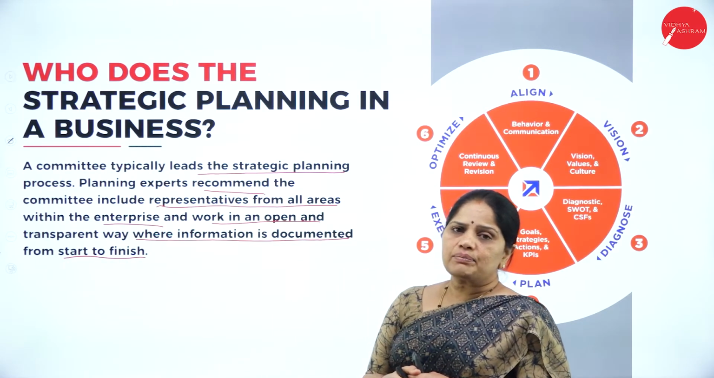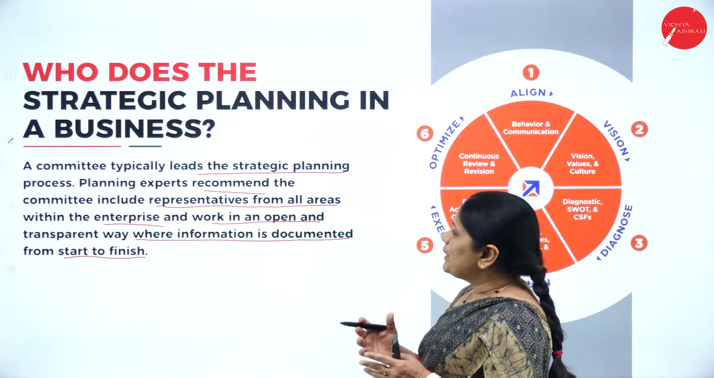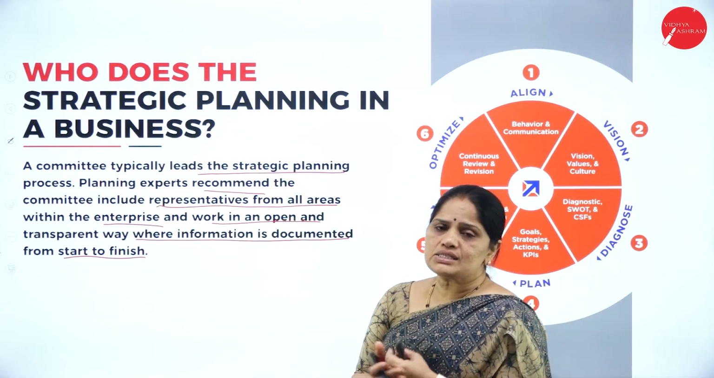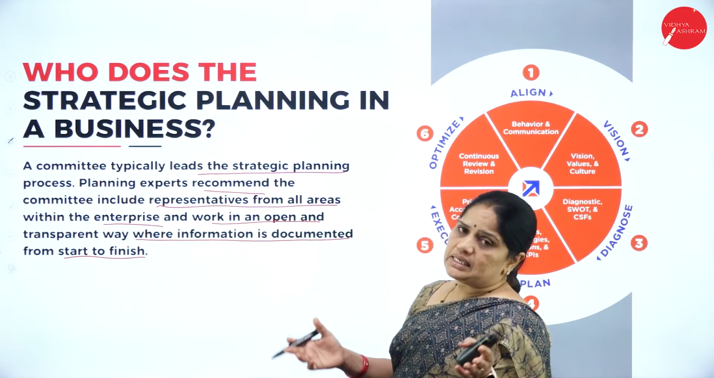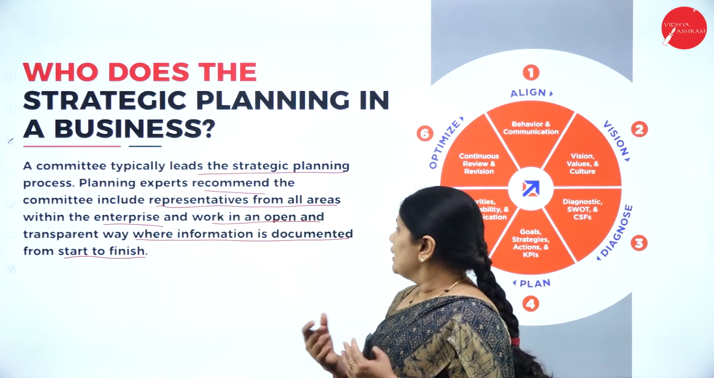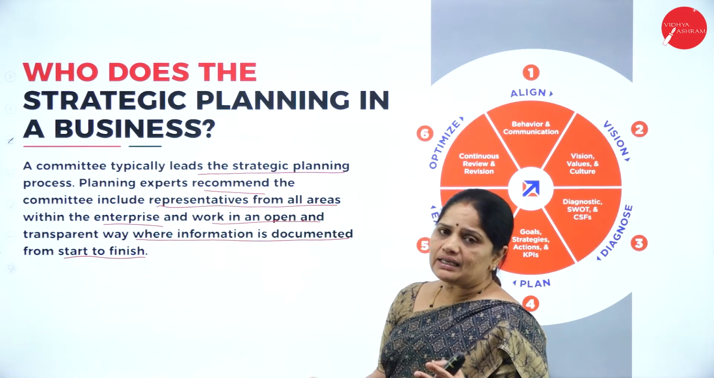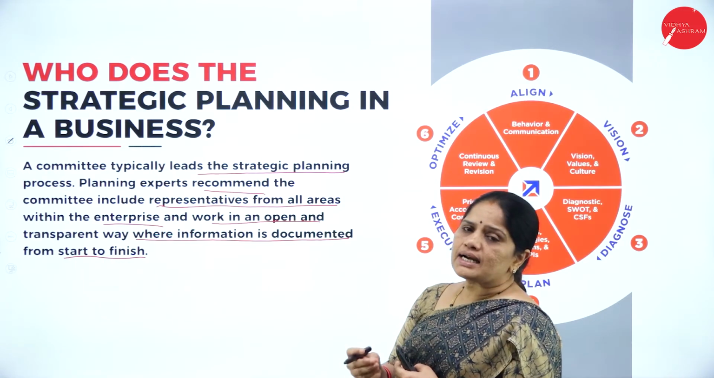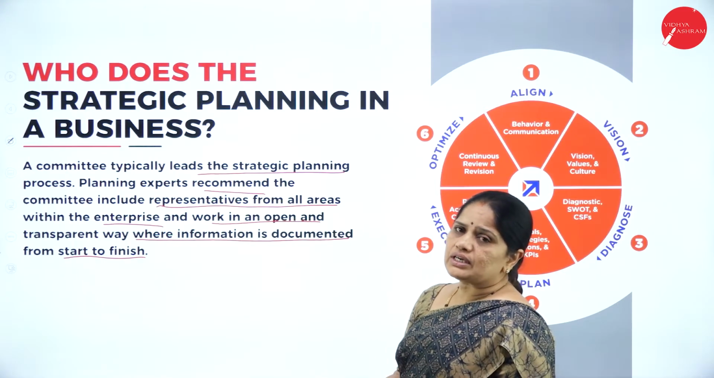Now, who does the strategic planning? It will be a committee, and the planning experts recommend that the committee includes representatives from all areas of the business. There will be various departments in the company, so we need representation from the various departments so that they work in an open and transparent way and information is documented. Whatever planning is done, all the information will be documented from start to finish, so that they will have an idea of how they arrived at this particular plan.